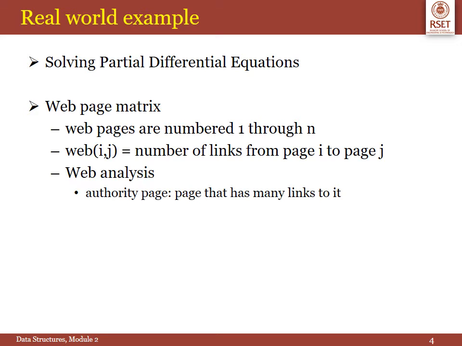Now it has many applications. One application is stated here. You can use it in web analysis to find authority pages. Authority pages means the pages that have many links to them. How can you find them? You just take a column and add the values. You will get the count for every page. Now, if you visualize such a web page matrix, it is an example of a sparse matrix, because the number of non-zero entries will be very small.